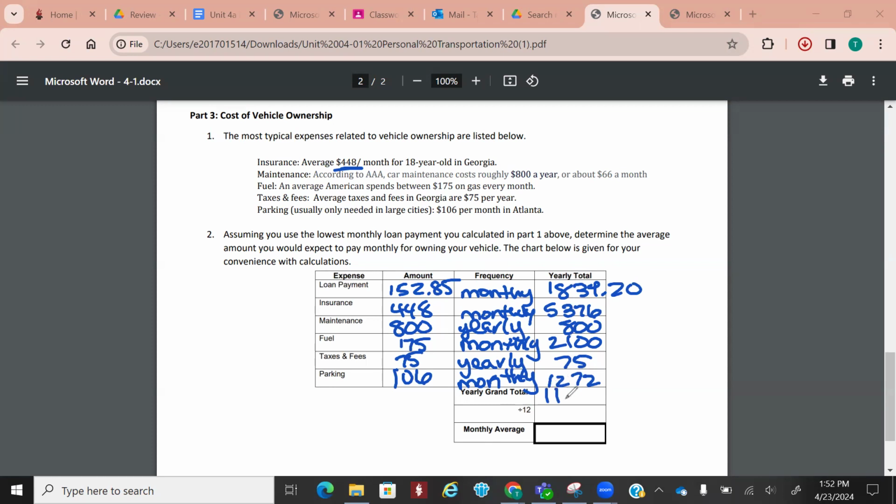And that's going to give me 11,457.20, divided by 12 because we want the monthly average, and that's going to give me 954.77.